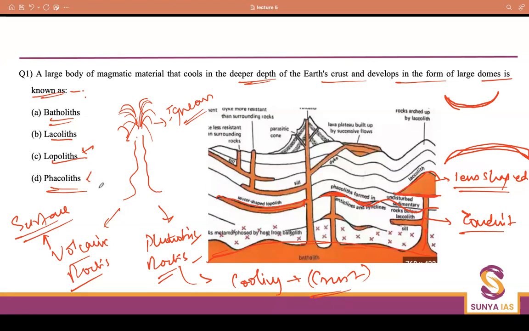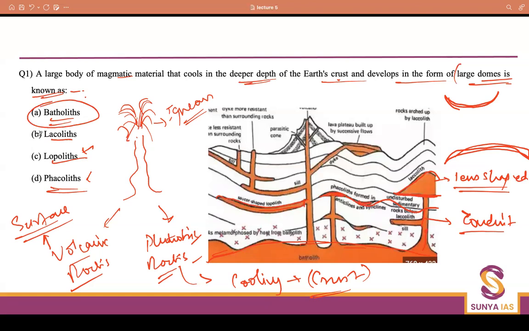All right, now if you look at the question which is asked, what is the question? The question says, a body of magmatic material that cools in the deeper depth of earth crust and develops in the form of large domes is known as? So we had seen that, what is that known as?